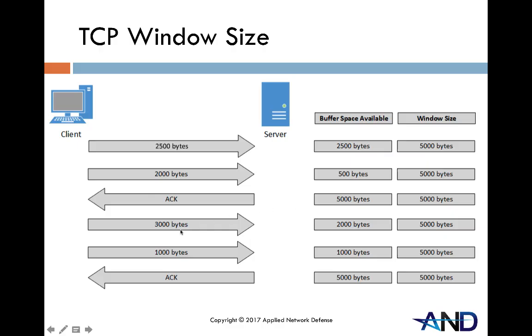Once again, the client now sends 3,000 bytes, which reduces the buffer space from 5,000 to 2,000. We send another 1,000 bytes, which reduces it from 2,000 to 1,000. And then we get an acknowledgement wherein the window size is still 5,000 bytes, and we've got 5,000 bytes of buffer space available.